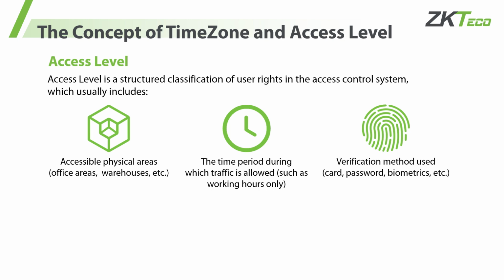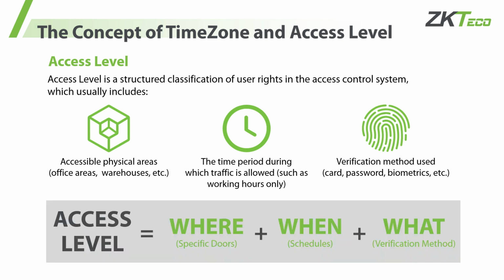Authentication methods, for example, card swiping, passwords, biometric verification. Permission priorities or constraints, for example, temporary access, emergency override permissions. In summary, access control is equal to where plus when plus what.